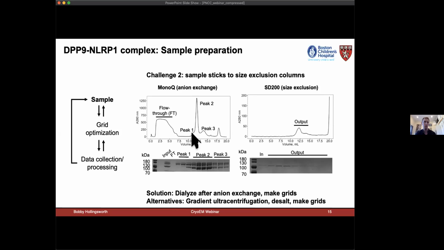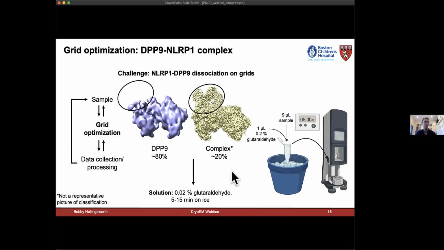And so we went forward with just dialyzing this peak directly and making grids. A lot of people in our lab have noticed this problem, particularly with membrane proteins or if they have low input. And so a lot of people have taken to using gradient ultracentrifugation in our lab, followed by desalting and then immediately making grids. So now we have an optimized sample.